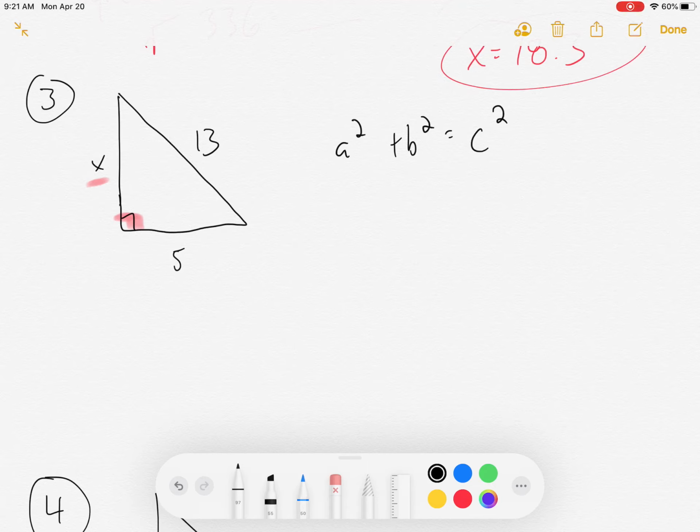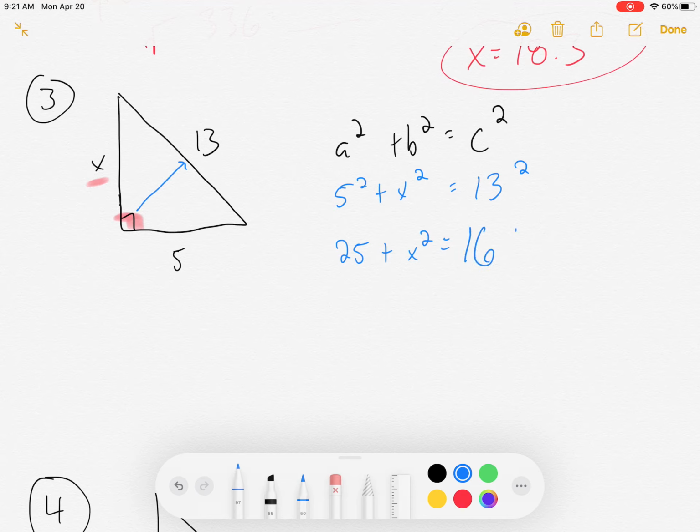Again, what we need to do is figure out what our C value is. So the C value is always across from the right angle. My C value, or my hypotenuse in this case, is 13 squared. Now, A and B, it doesn't matter. We can do 5 squared plus x squared, or we can do x squared plus 5 squared. Doesn't matter. Okay, you should know 5 squared is 25, plus x squared equals 13 squared.